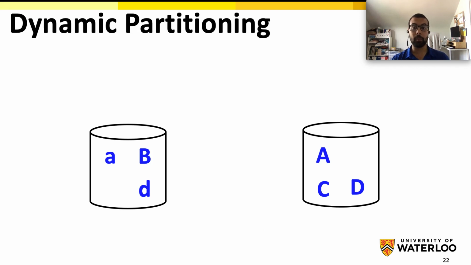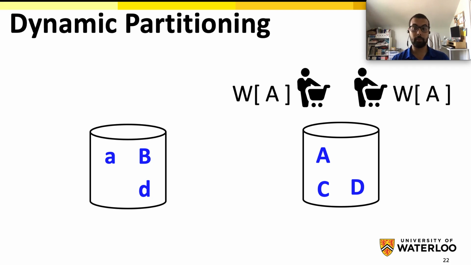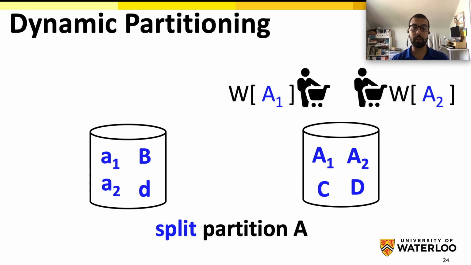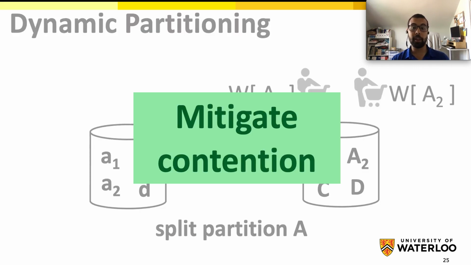Finally, let's examine how dynamic data partitioning can improve system performance. Suppose there are two clients, both writing partition A, which leads to contention, as both clients contend for resources, such as a partition lock. If the clients are writing to subsets of the partition, A1 and A2, then there is physical contention when there is no logical conflict. So, by splitting the partition to produce A1 and A2, we mitigate this contention.